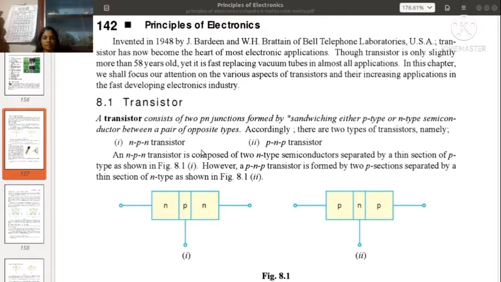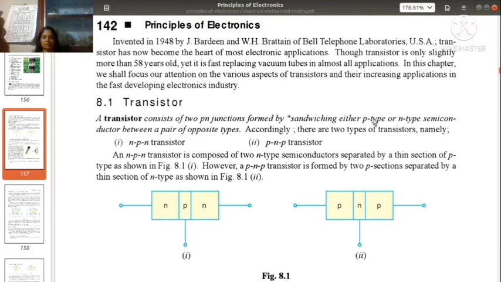Here you can see n-type. This here is a p-n junction and here is another p-n junction. So two p-n junctions are formed in effect. Two p-n junction diodes are joined back to back, sandwiched together, so that two p-n junctions are formed. This is known as a transistor.